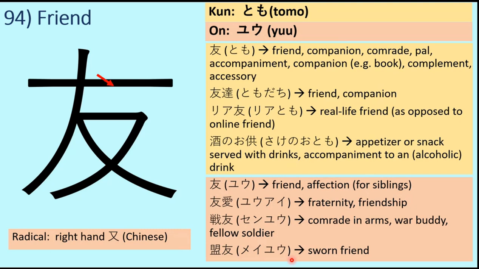Radical is the right hand. This is basically the symbol of right hand in Chinese. Mind it, it's not in Japanese, but in Chinese this represents the right hand. This is the radical present in this kanji. Stroke order will be: this is the first stroke, this is the second stroke, this is the third stroke, drawn together, and this is the fourth stroke. So this is how it is written. Very easy, pretty simple. Just follow the correct stroke order so that the shape is not distorted.